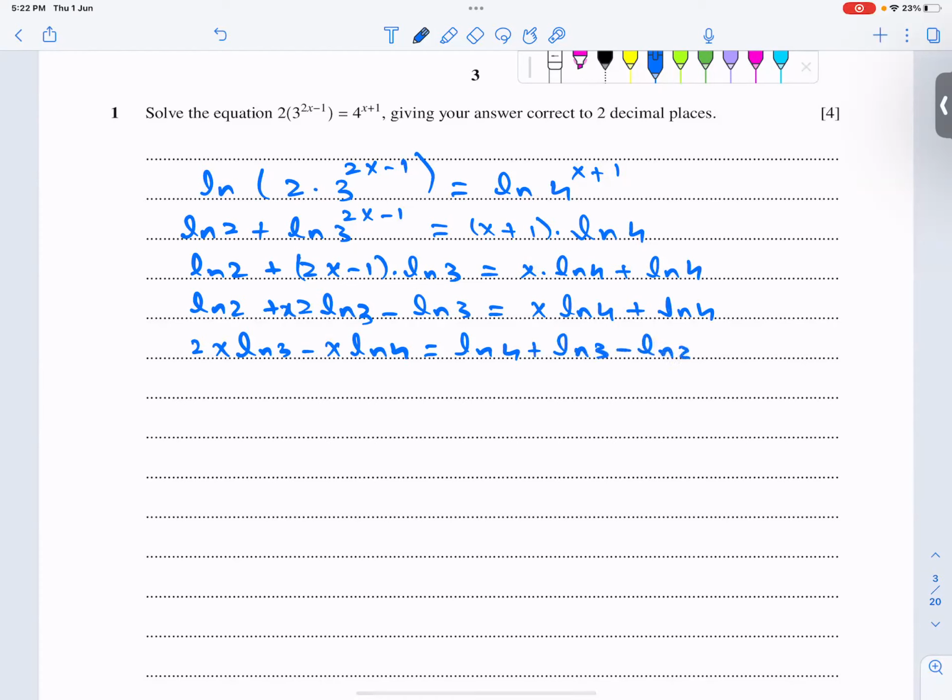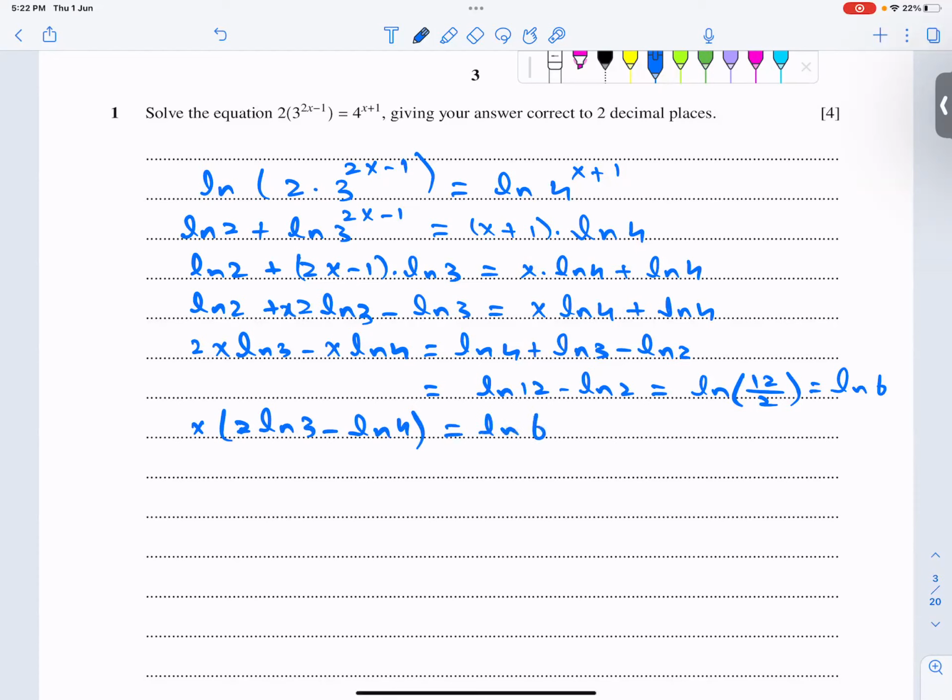minus ln 2. Apply the properties, ln 4 plus ln 3 will become ln of 4 times 3, that will become ln 12 minus ln 2, this will be ln 12 upon 2. So this will be ln of 6. So also take x common, this will become x times 2 ln 3 minus ln 4 is equal to ln 6.